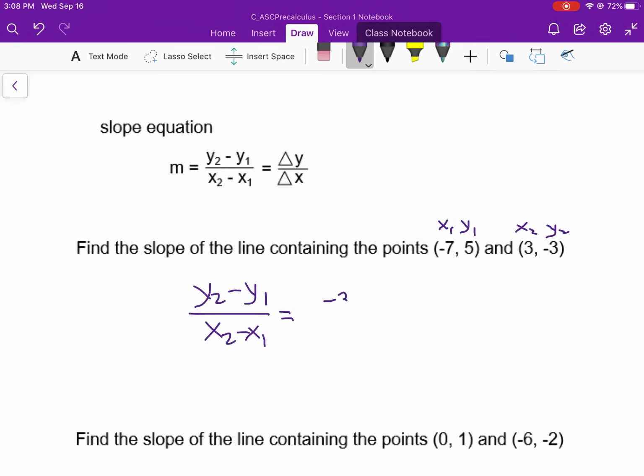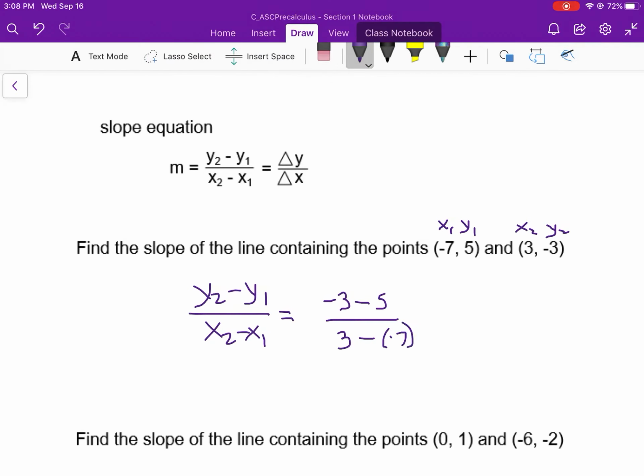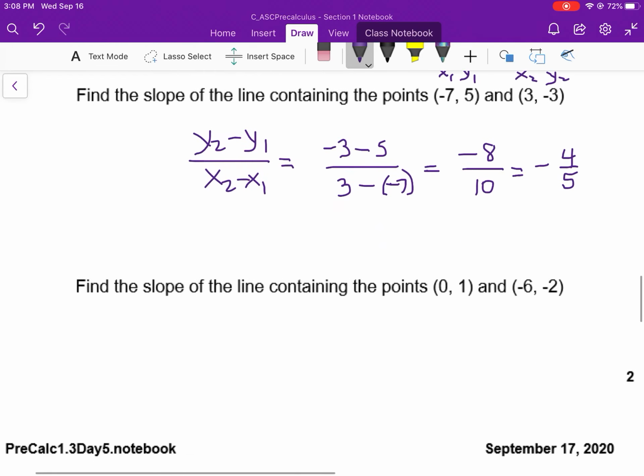So y2 is negative 3 minus y1 is 5 over x2 is 3 minus a negative 7. So that means this is negative 8 over, and 3 minus negative 7 is 10. So simplifying that, it's negative 4/5. So we leave it as fractions. We never make slopes decimals.